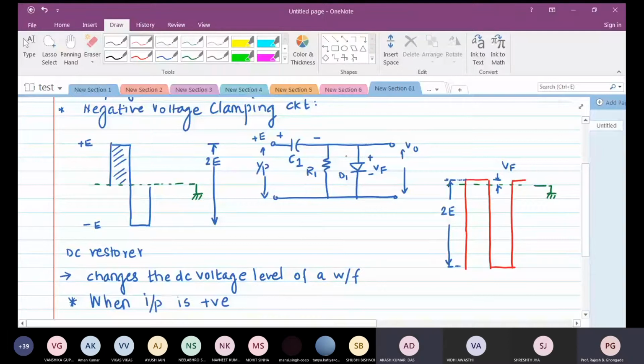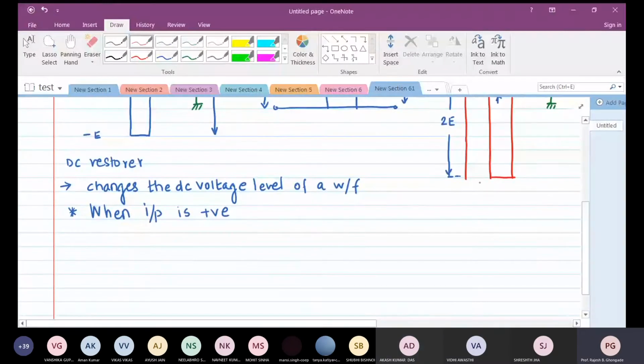Sir, but it is a square wave, no? It is alternating. I'm saying I'm applying only this value. That value will not be passed. So always remember, this is very important.